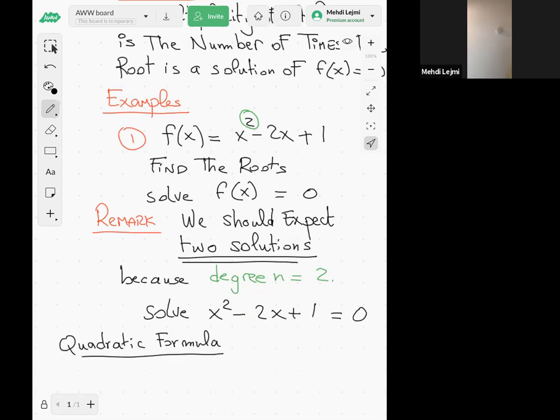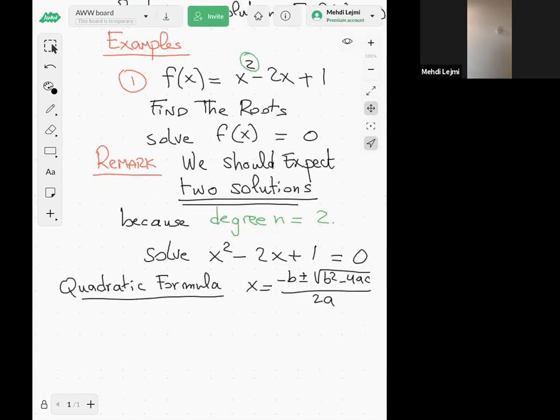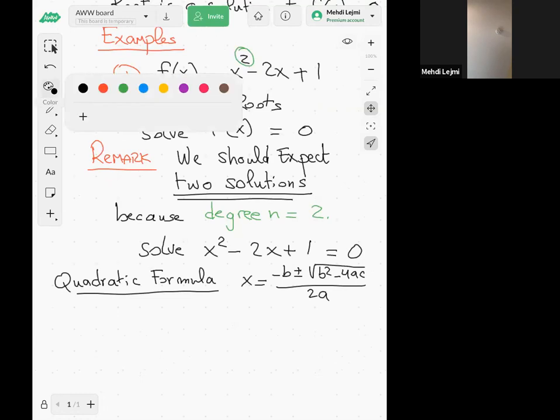which is, by the way, x equal to minus b plus or minus square root of b squared minus 4ac over 2a. Then you see, guys, because of this plus or minus here, that's why when you use the quadratic formula, you expect having 2 solutions, right? And that's exactly the reason why the degree is 2, so we expect having 2 solutions, because of this plus or minus.